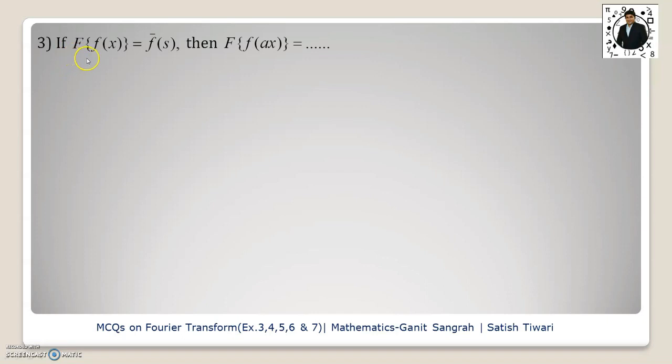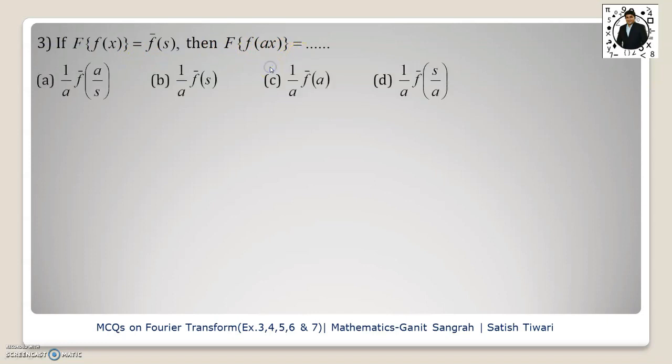If Fourier transform of f(x) is given as f bar of s, then Fourier transformation of f(ax) equals to. So this property is nothing but the change of scale property, and if you know the formula, you can directly tick the right answer. So here option D is correct. It is 1 by a times f bar of s by a. So in f bar of s, what we do, s will be replaced by s by a and it is multiplied by 1 by a. So we can say option D is the correct option.